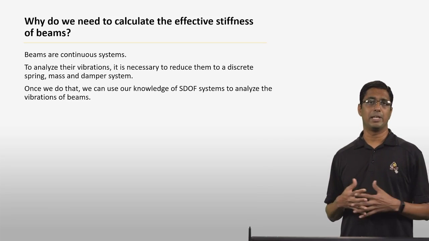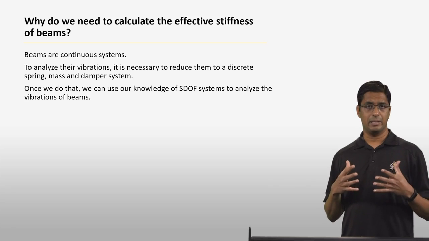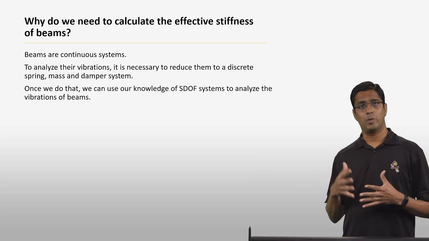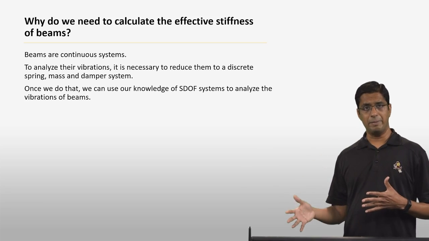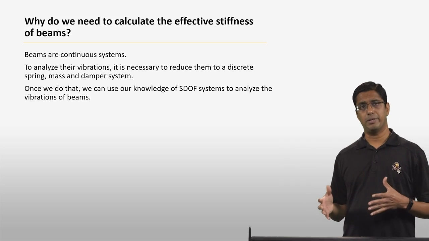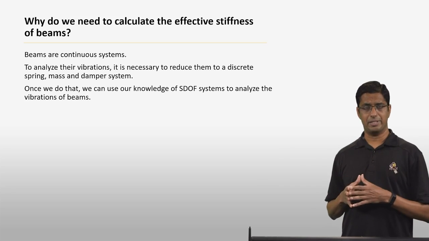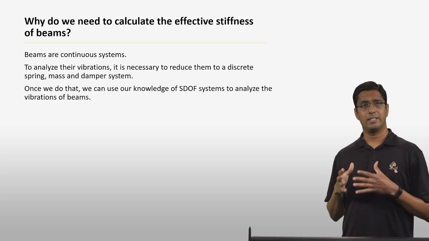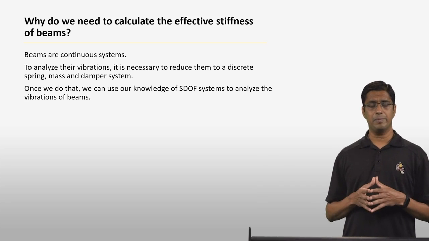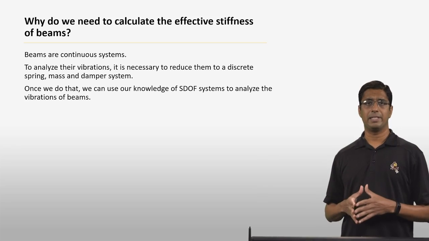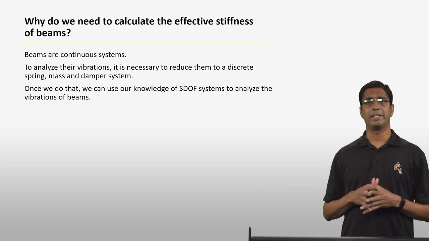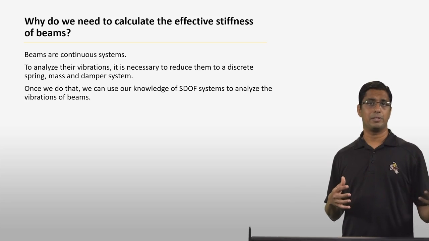In the last few lectures we looked at single degree of freedom systems and what the response is in free vibration, in forced vibration, and so on. So essentially what we are trying to do is take a continuous system like a beam and turn it into a discrete system, so that we can analyze it in the same framework that we have been using for the last 2 or 3 lectures.